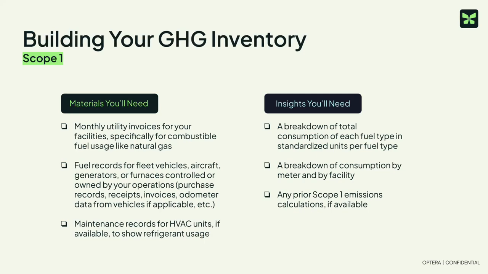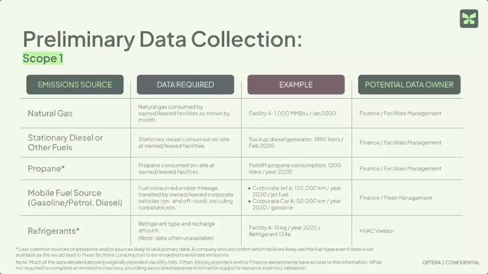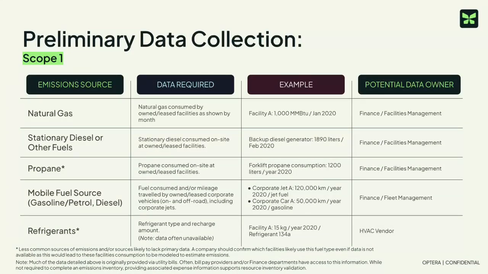Let's see some examples of Scope 1 data collection. Say an organization's facility uses natural gas for heating, an example of stationary combustion. For that facility, an organization should identify the amount of natural gas consumed by month. This can likely be identified through utilities invoices available to the finance and/or facilities management functions.